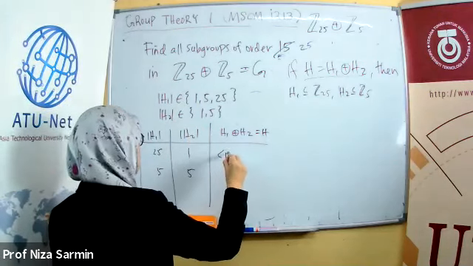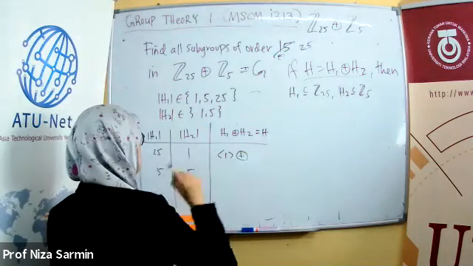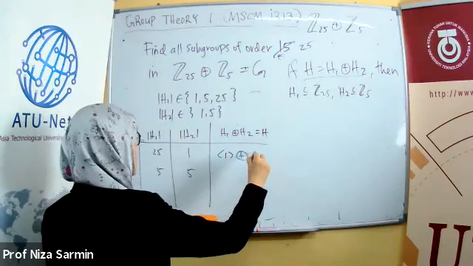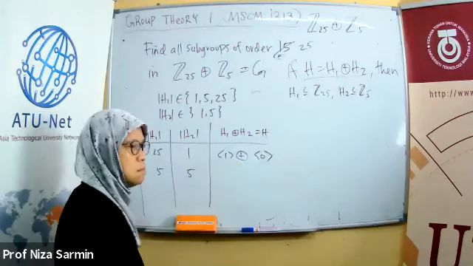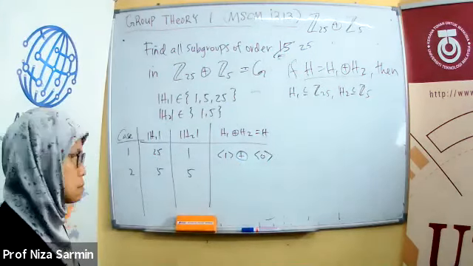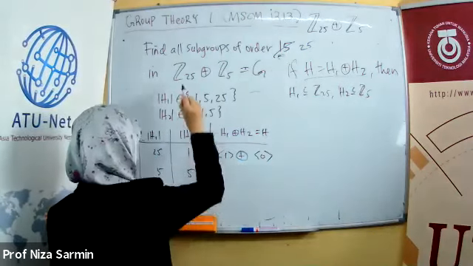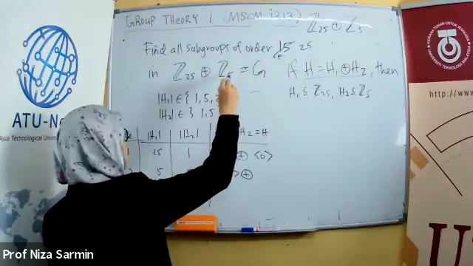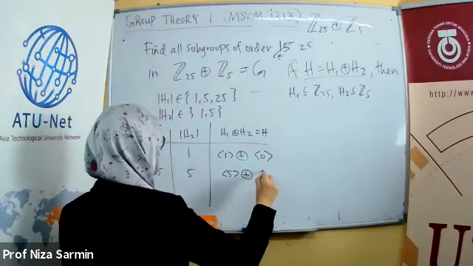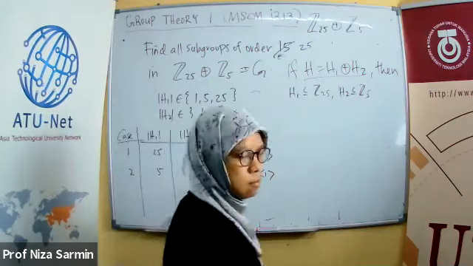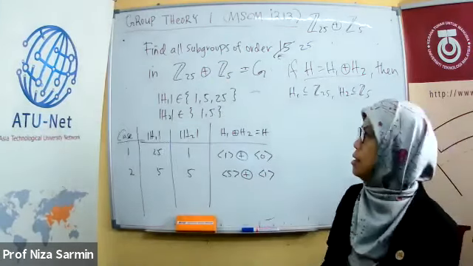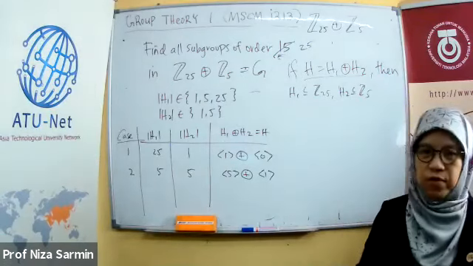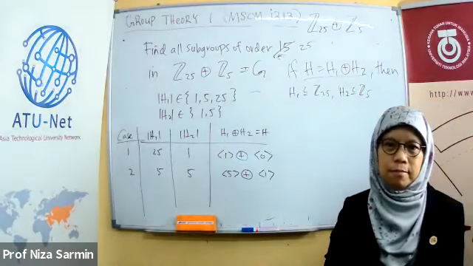I can put 1. What is the element of order 1 in here? Identity, right? Okay. What is the element of order 5 in here? What is the element of order 5 in here? So I already get 2 different subgroups of order 25 in here.